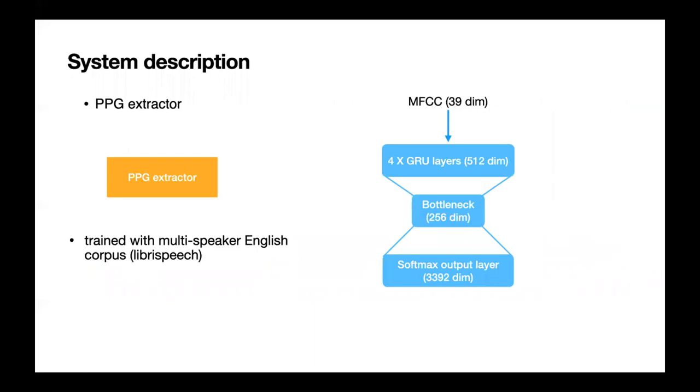The PPG extractor includes four GRU layers, followed by a bottleneck layer and a softmax output layer. In practice, the output of the bottleneck layer will be used to represent the content information. Our PPG extractor is trained with a multi-speaker English corpus.